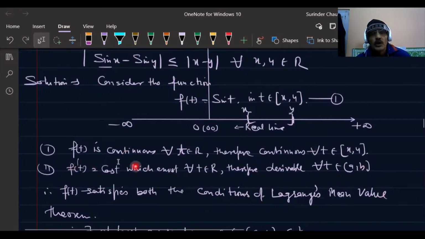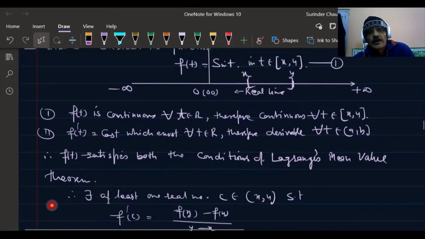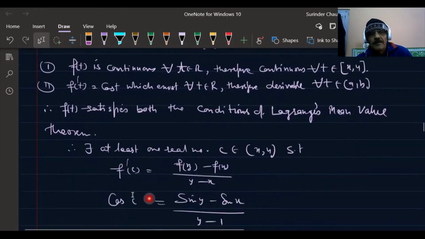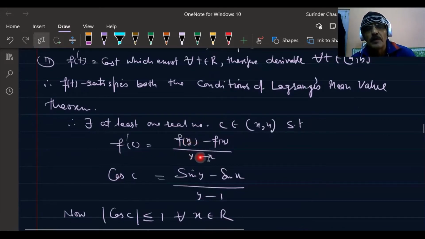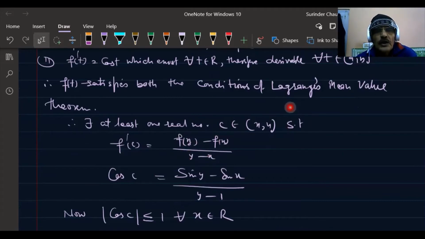Now f(t) satisfies both conditions of Lagrange's mean value theorem in the closed interval [x, y]. Therefore, there exists at least one real number c belonging to the open interval (x, y) such that f'(c) is equal to (f(y) − f(x)) / (y − x). Now substitute the values of the function here, f'(c) and f(y) − f(x). If they are equal, then their moduli are also equal. Now, we know that |cos x| is less than or equal to 1 for all x.